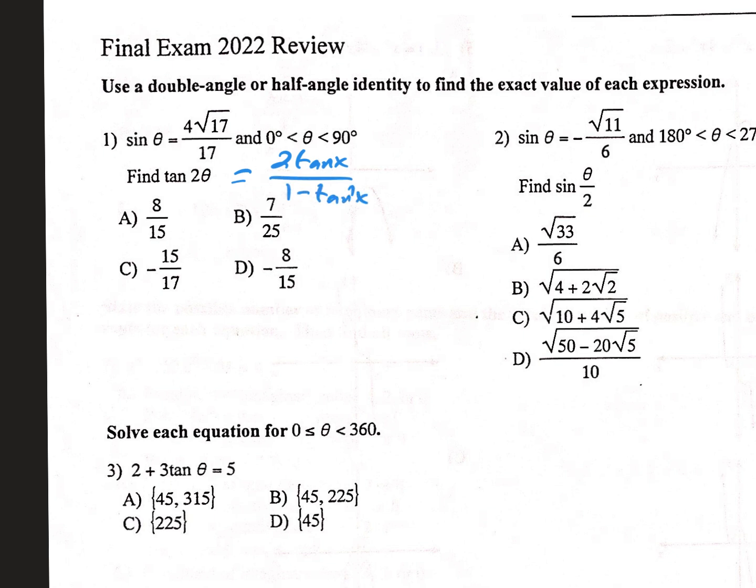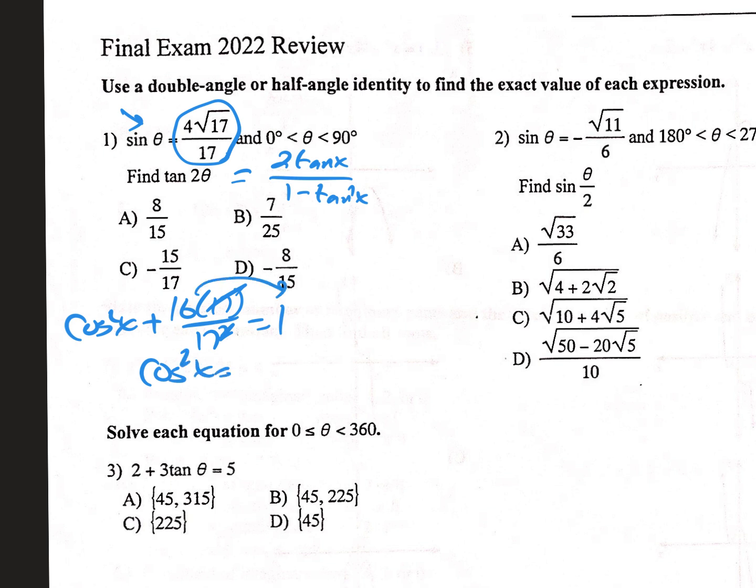But we don't know tangent unless we know cosine, because remember, tangent's sine over cosine. But the good news is, if we know sine, we can find cosine, because cosine squared plus sine squared is 1. So I'm going to say cosine squared x plus, I'm going to go ahead and square this. If you square 4, you get 16, 17, and 17 squared, and that equals 1. Now what I know is the 17 and 17 squared cancel, so that's 16 seventeenths. I'm going to move it over here with the 1. 1 minus 16 seventeenths is 1 seventeenth.